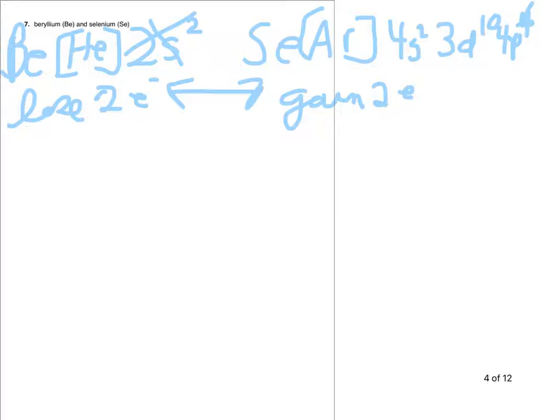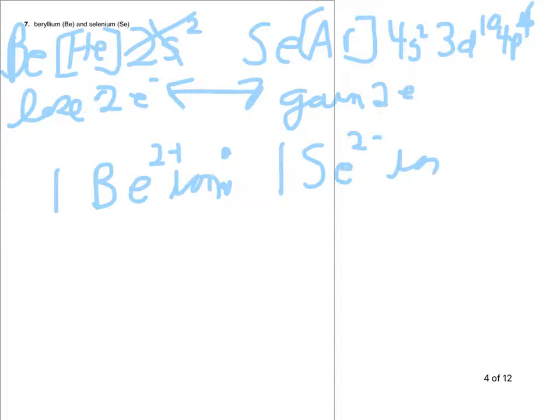Gains and losses. So it's 1 beryllium ion, which has a 2 plus charge, for every 1 selenium ion with a 2 minus charge. That's a 1-to-1 ratio. Number 8.